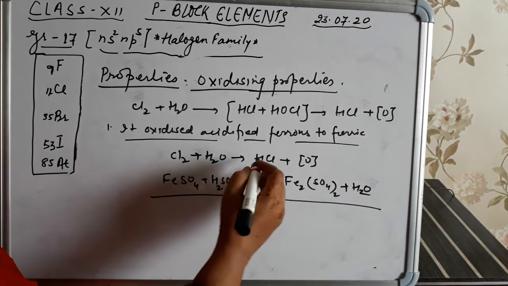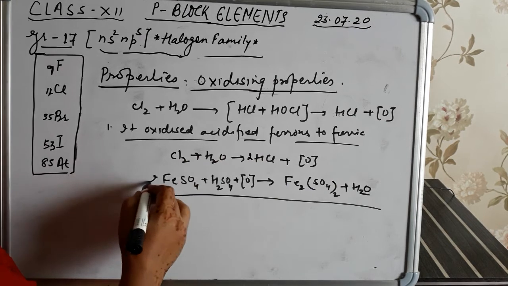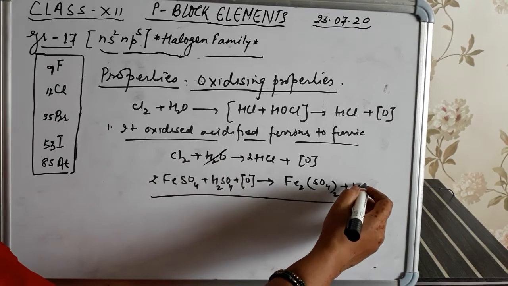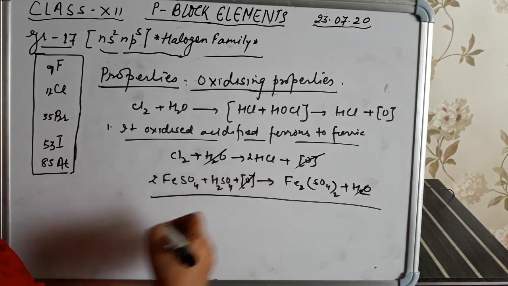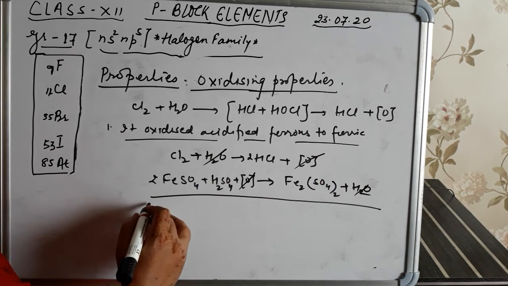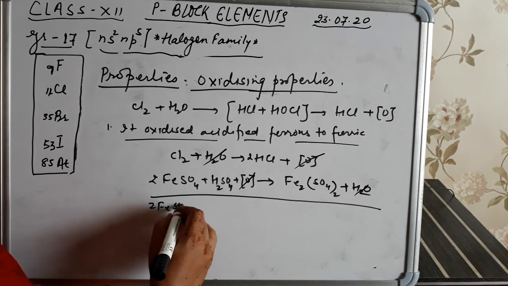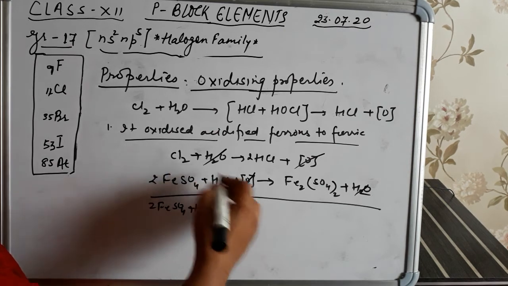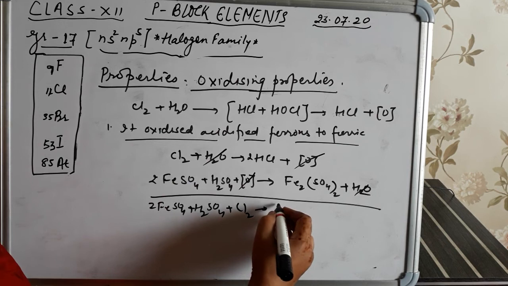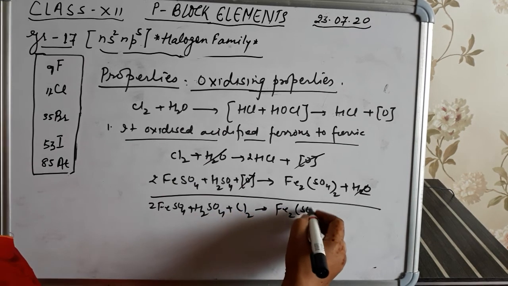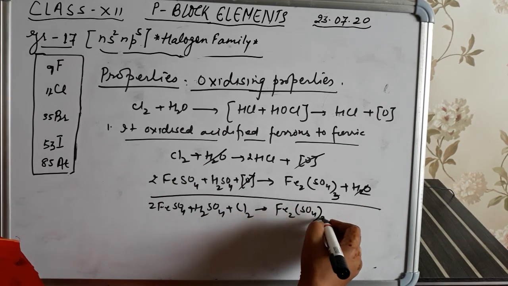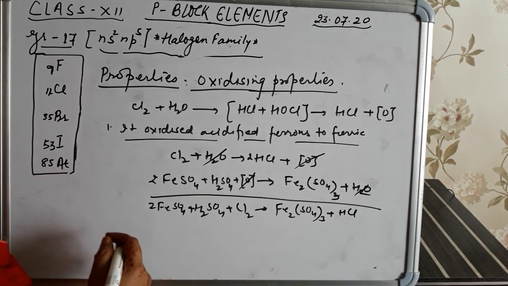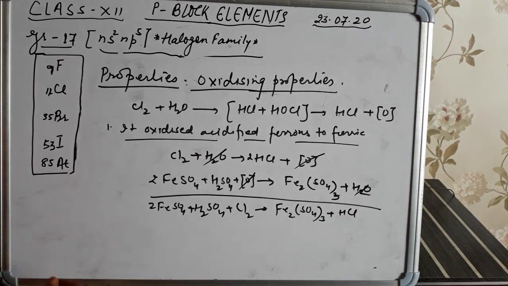So balance this equation: 2HCl, 2FeSO4. Cancel the H2O and H2O, oxygen and oxygen. So write down the main reaction: 2FeSO4 plus H2SO4 plus chlorine gives ferric sulfate, Fe2(SO4)3, and HCl. In this way it shows the oxidizing nature.